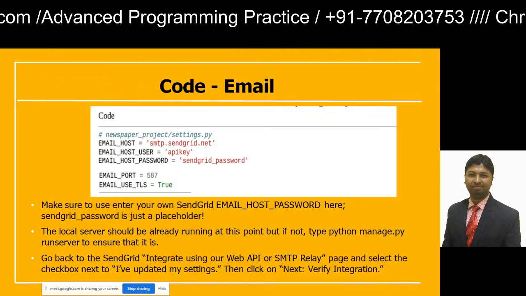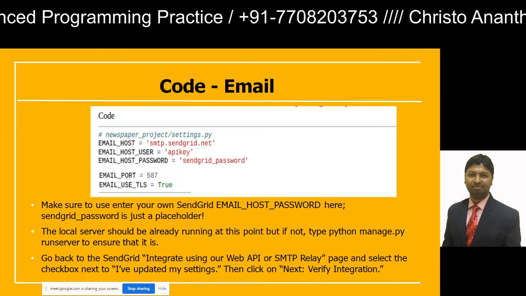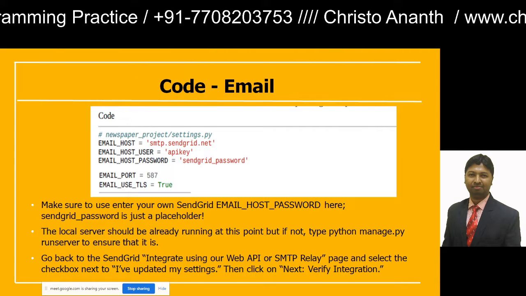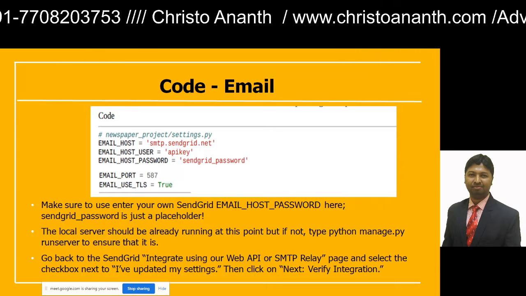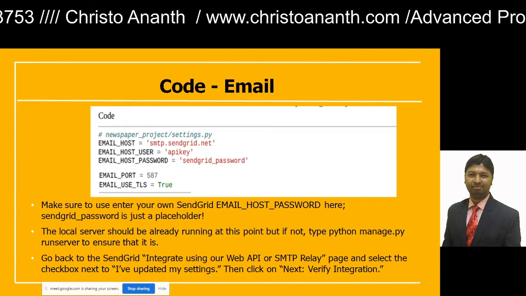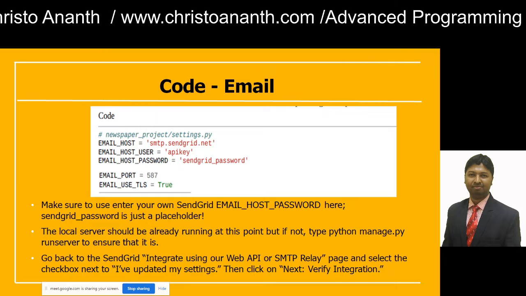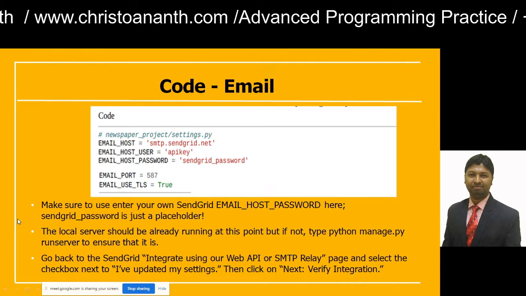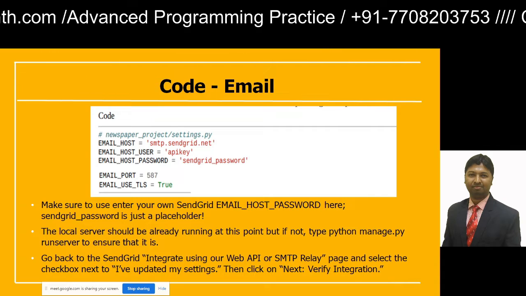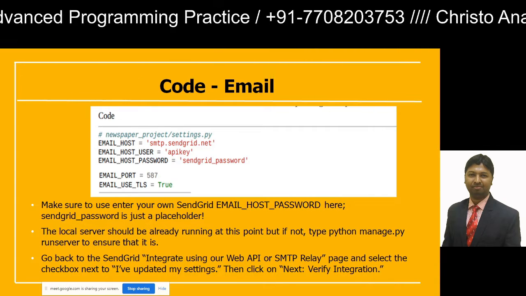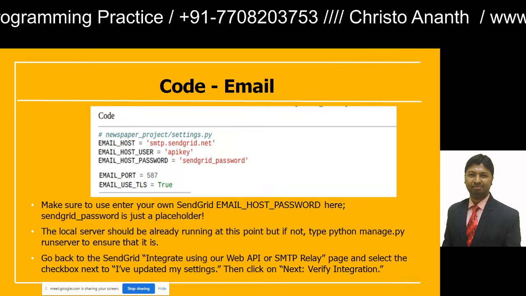In the newspaper project's settings.py, EMAIL_HOST is equal to smtp.sendgrid.net. EMAIL_HOST_USER is equal to apikey, and for EMAIL_HOST_PASSWORD, you're going to use the SendGrid password. EMAIL_PORT you set to 587, and EMAIL_USE_TLS is equal to True. Make sure to enter your own SendGrid email host password here. Here the SendGrid password is just a placeholder.